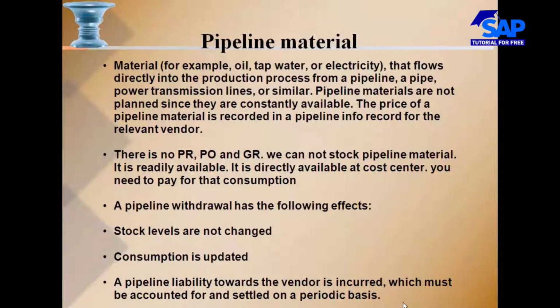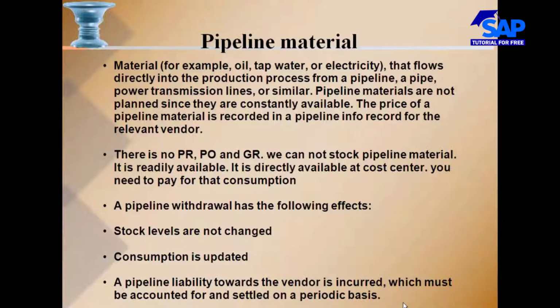For example, power: if tomorrow you want to use 10 lights in your house, do you need to plan anything for that? Are you understanding my point? So you don't require to plan it. So it means no MRP. Tomorrow if you want to buy a fridge and put it in your house, do you need to purchase electricity for that separately? No purchasing. Okay, so that's the reason pipeline materials are not planned since they are constantly available.